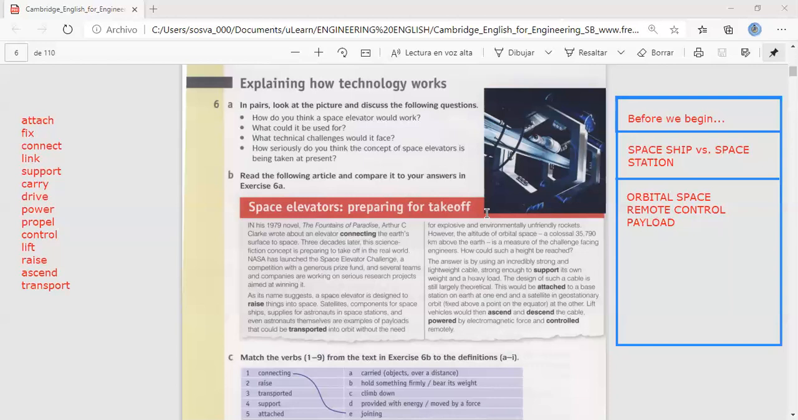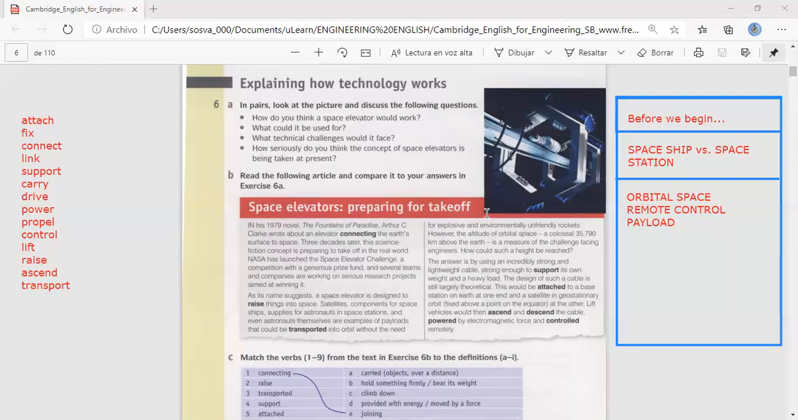So now that we answered these questions, let's see if your answers were similar to the article that we have below. The article says space elevators preparing for takeoff. That means this phrase, preparing for takeoff, is not literal. They are preparing to create the first space elevators, that they're trying to start building space elevators. I'm going to start reading and tell you where you can continue, please.